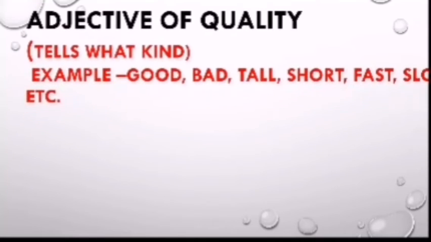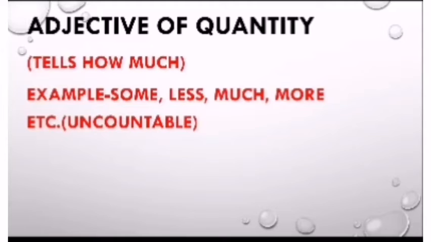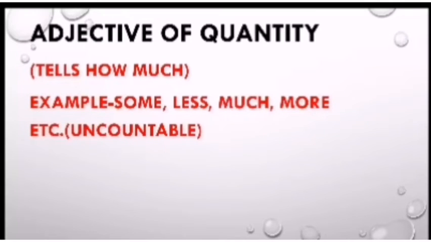First, adjective of quality. Adjective of quality tells us about the kind of the noun, right? Good or bad, tall or short, etc. Next one is adjective of quantity. It tells us how much is the quantity of that thing. Some, less, much, more are some examples. These adjectives of quantity are used for uncountable nouns.